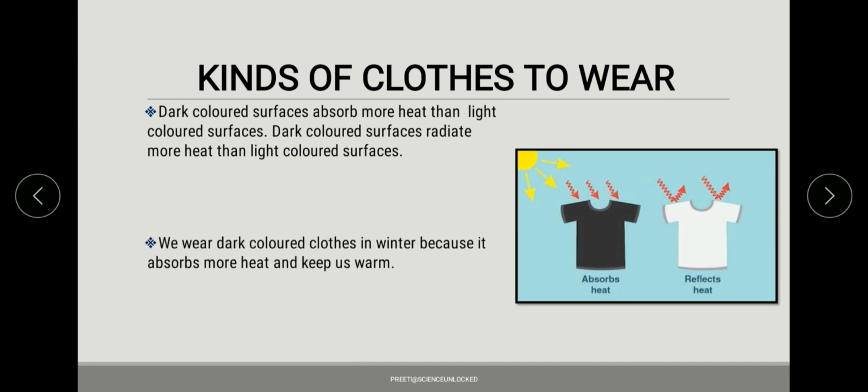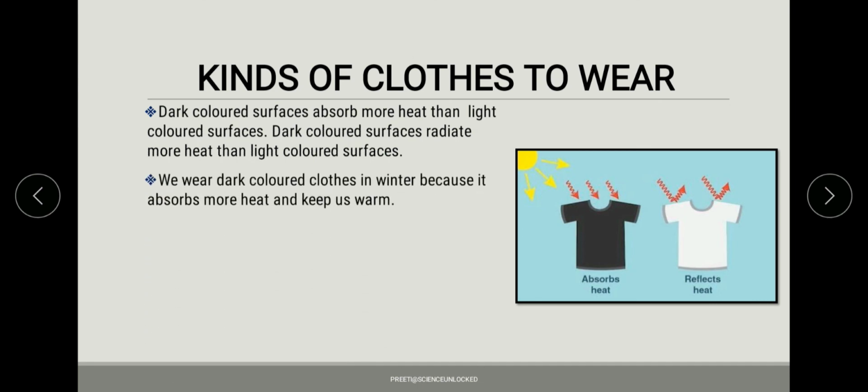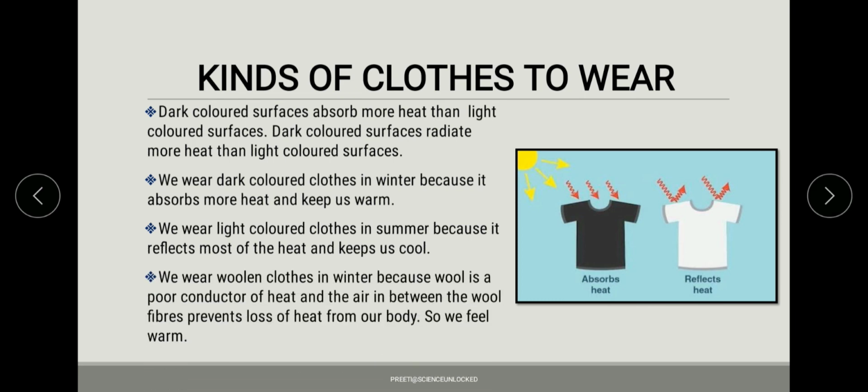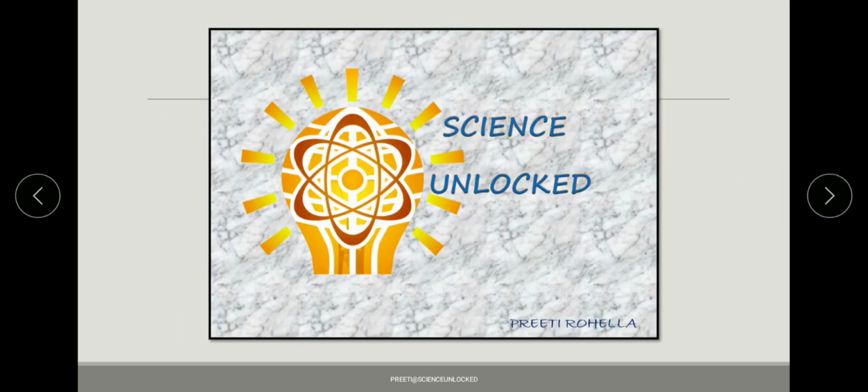On the other hand, in the winters where we require heat, we wear things which are darker in color, so that we can keep our body warmer during the winters and cooler during the summers. With this we are done with the topic of heat and the chapter of heat.